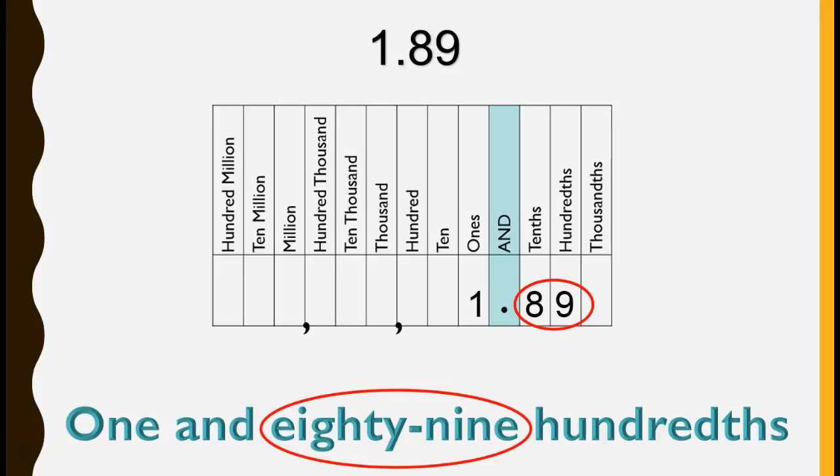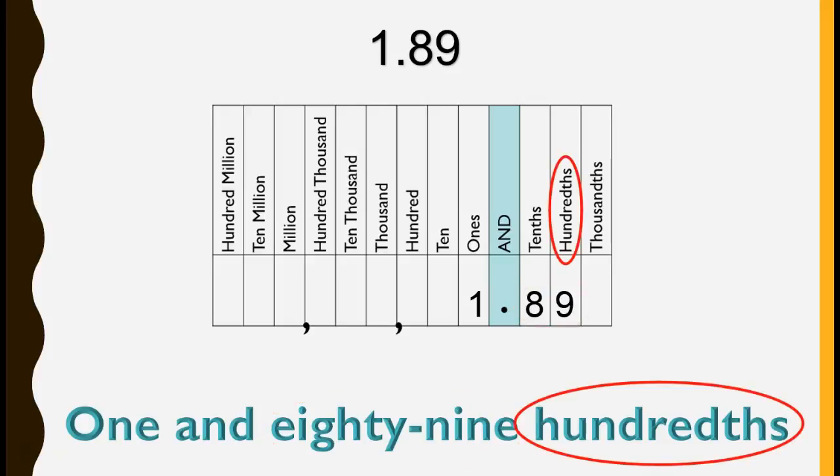And then you look at the very last place value that's showing, hundredths, and you say that. Okay? So this would be 1 and 89/100. All right, so now let's look at another example.